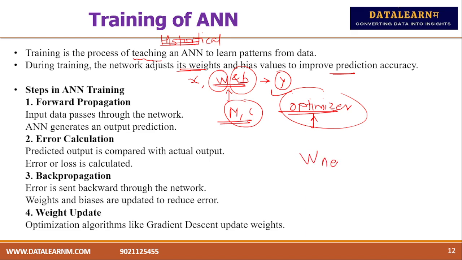Suppose W new equals W old minus learning rate into the derivative of the error or loss with respect to W. There is some formula, and I will explain this formula in an upcoming slide. So what are the steps in ANN training, while we are teaching the artificial neural network? First is forward propagation, where input data passes through the network and the ANN generates the output.